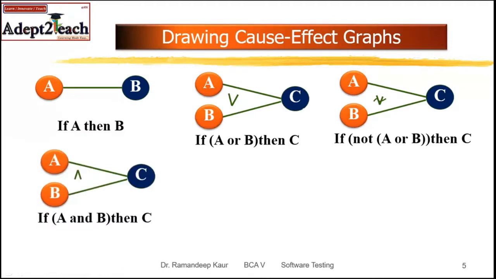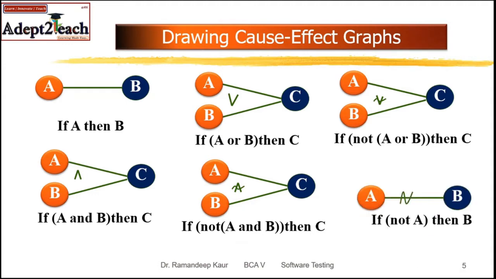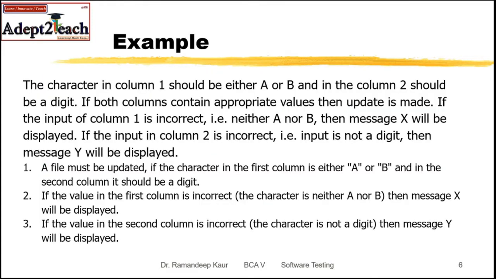Likewise, we can have the AND operator. So if A and B, both conditions exist, then we will have an output C. Then again, we can reverse AND also. So if not A and B, then we can reach condition C. And last, a simple negation, that is not. So in all, we see basic 3 operators: and, or, and not. Using these 3, we can make a combination of different representations of how we can put causes and effects in the graph.